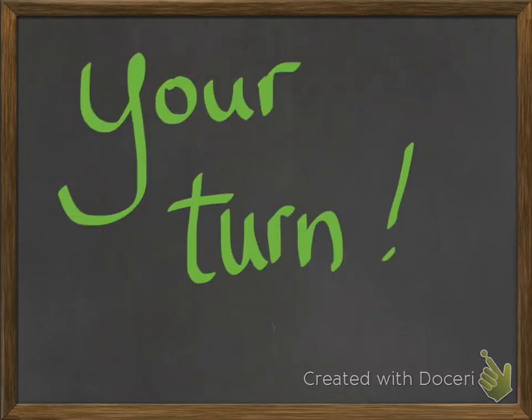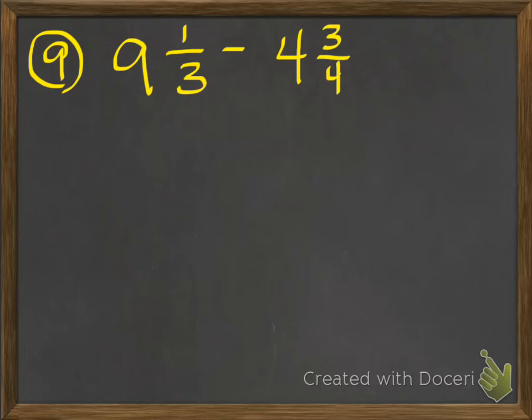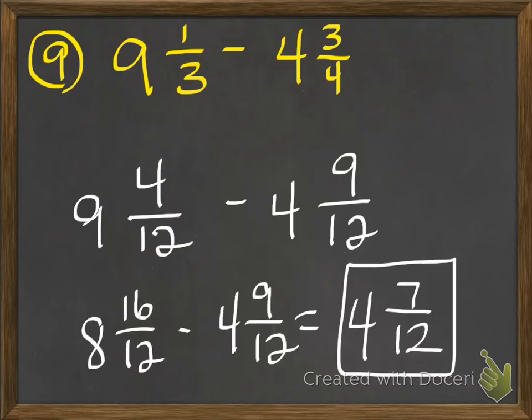Okay, your turn. You're going to do a couple for me. 9 and 1/3 minus 4 and 3/4. Pause the video and see how you do. Okay, so I renamed my fractions to 12ths. And then after I renamed them, I saw that 4/12 minus 9/12 wasn't going to work, so I had to rename this fraction, and I renamed it to 8 and 16/12. And then I could subtract 16/12 minus 9/12, and my final answer is 4 and 7/12.